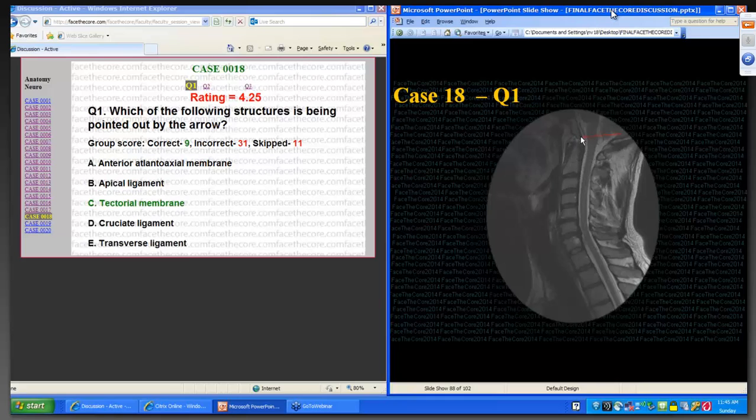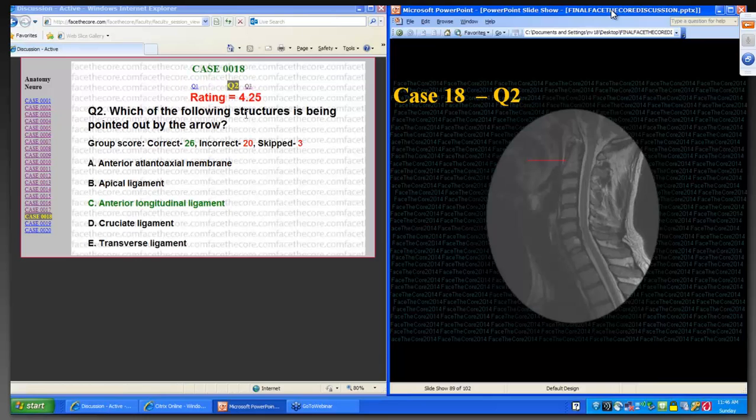So the cruciate ligament, you can see a part of it will lie just deep to the tectorial membrane, but then, if you picture it from a posterior approach, you'll see two other ligaments emanating transversely, the transverse ligaments. But the answer to this question is the tectorial membrane.